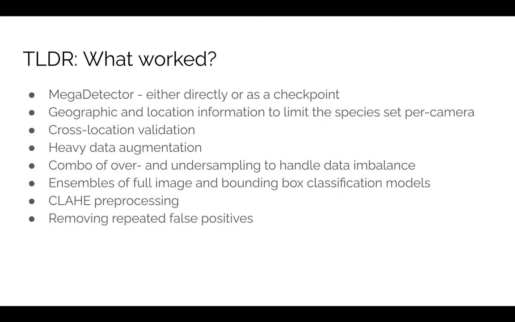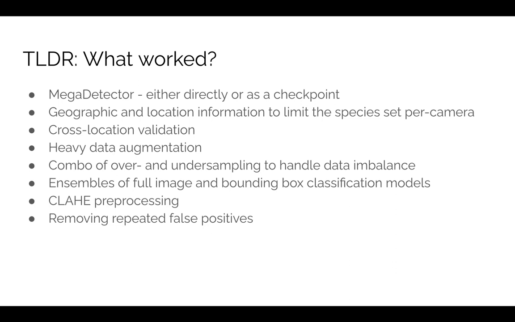So, TLDR, what worked for these top scoring competitors? Every single one of these teams used the megadetector, either directly or as a checkpoint to be used for pre-training an additional detector. Geographic and location information was used to limit the species set that could be seen per camera. Cross-location validation was important to make sure that you weren't overfitting to the training locations. And teams tended to use heavy data augmentation and a combination of over and under sampling to handle the large data imbalance.